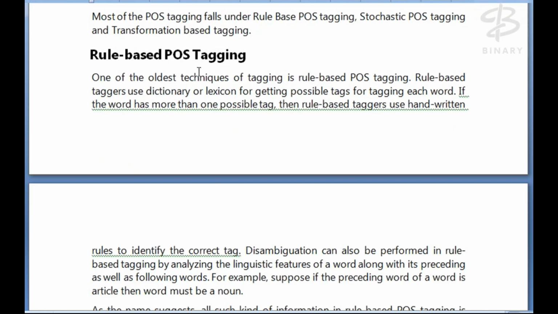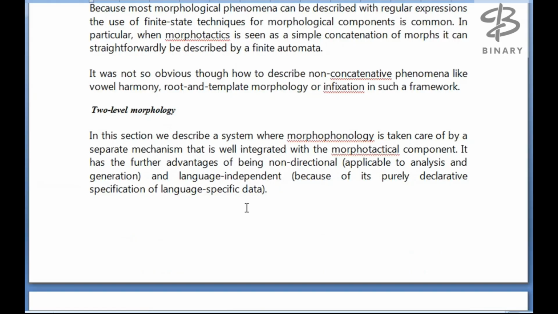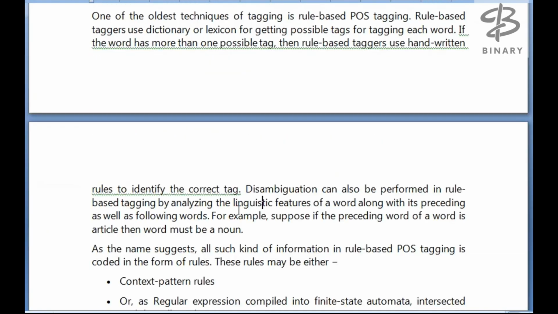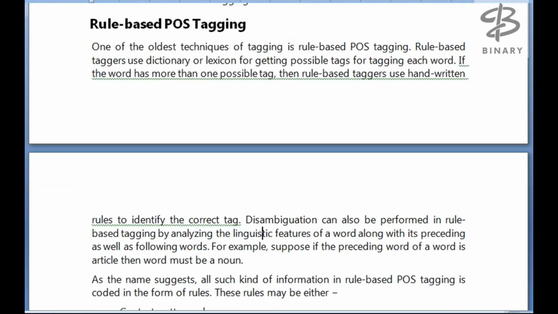So what is rule-based POS tagging? Here, what is the rule actually? Some of the rules are there. One of the oldest rules in rule-based POS tagging is that the taggers use a dictionary, or you can say a lexicon, for getting possible tags for tagging each word.